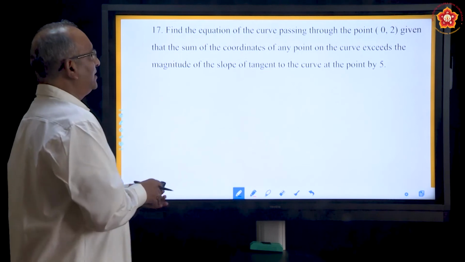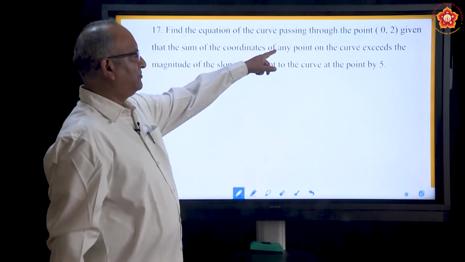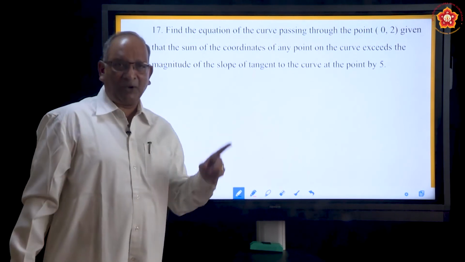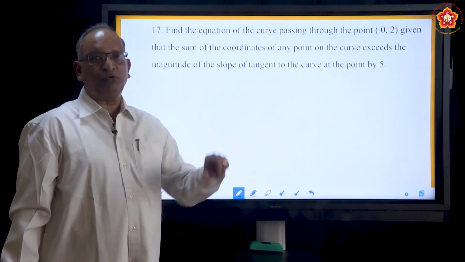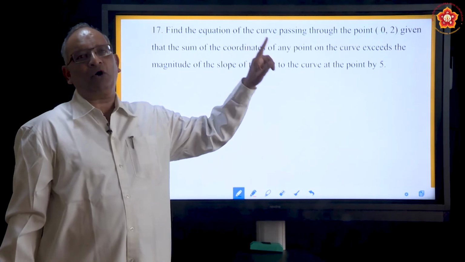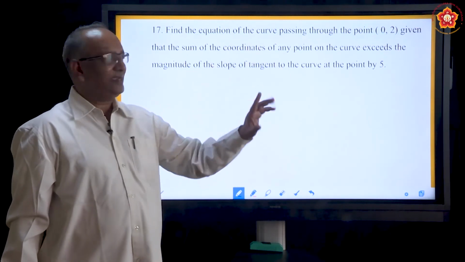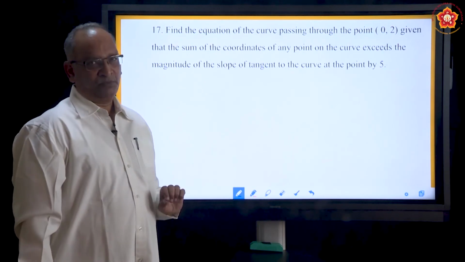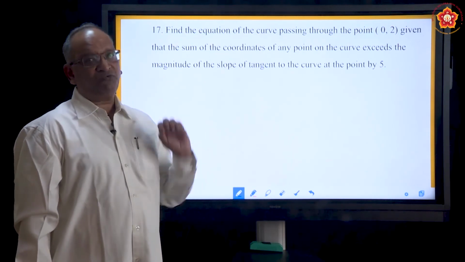What does he say? He says find the equation of a curve passing through the point 0, 2. Passing through the point 0, 2 will be helpful to us towards the end when we find constant of integration. Till that time 0, 2 has nothing to play any role. But before that we have to form the equation.